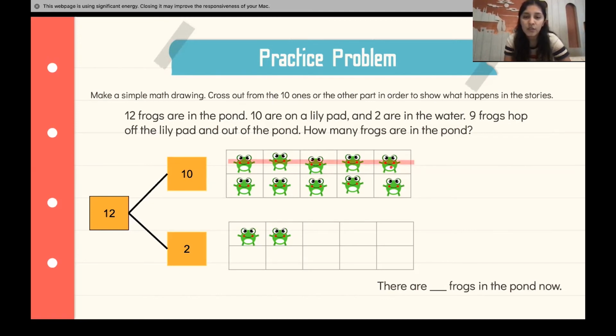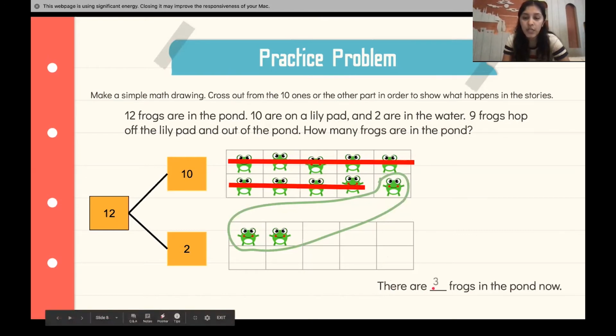1, 2, 3, 4, 5. So those are 5. 6, 7, 8, 9. So the frogs that aren't crossed out are the frogs that are still in the pond. How many is there? Yeah, it's these ones, right? So how many is that? Let's circle them. Three frogs are still in the pond. So there are three frogs in the pond. Nice.